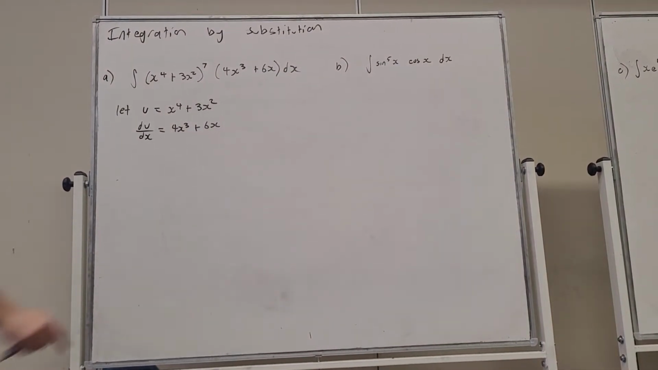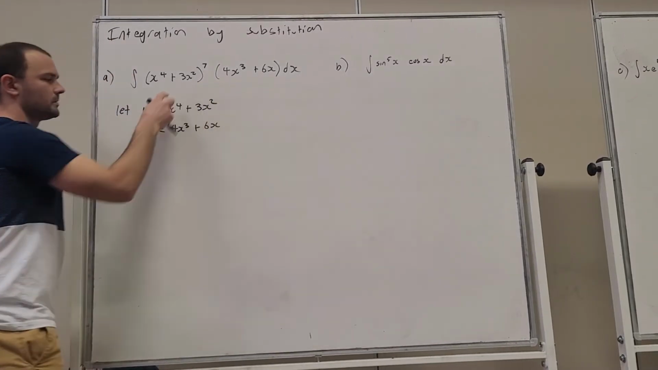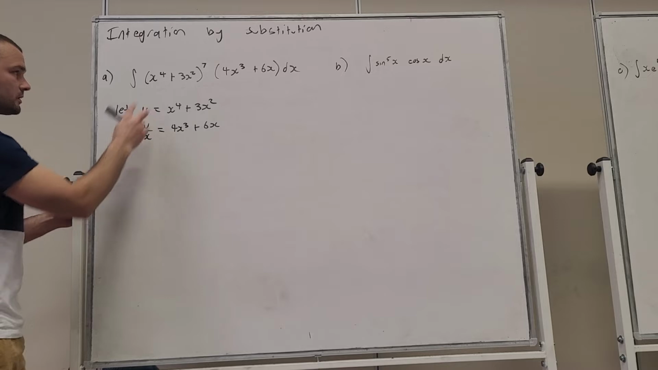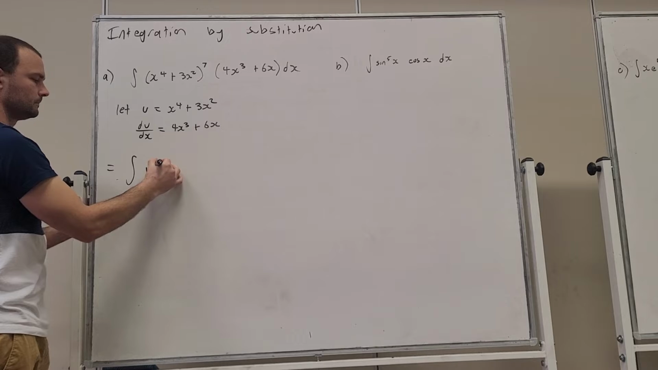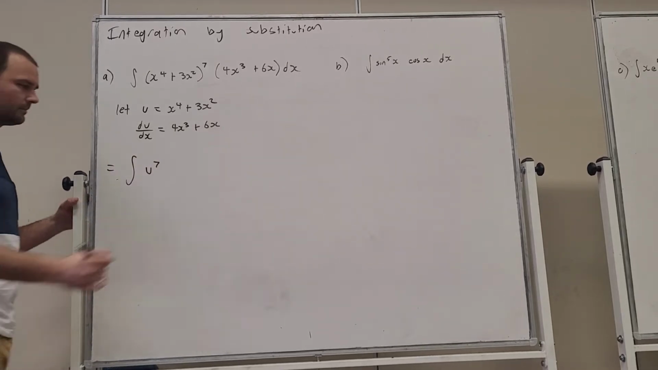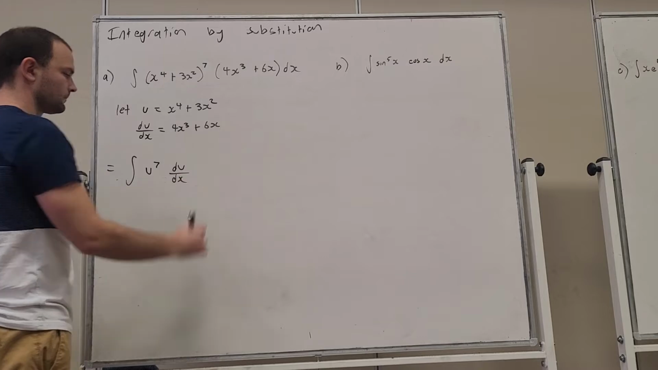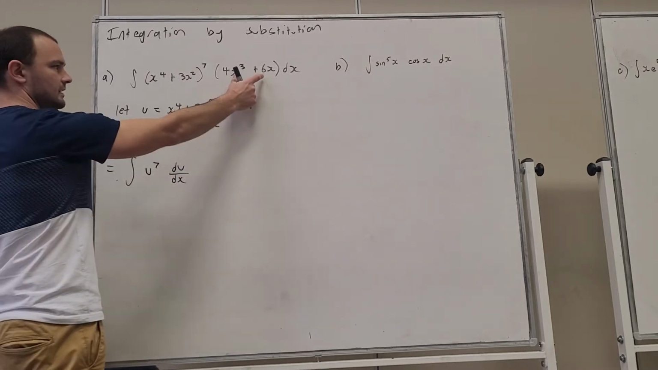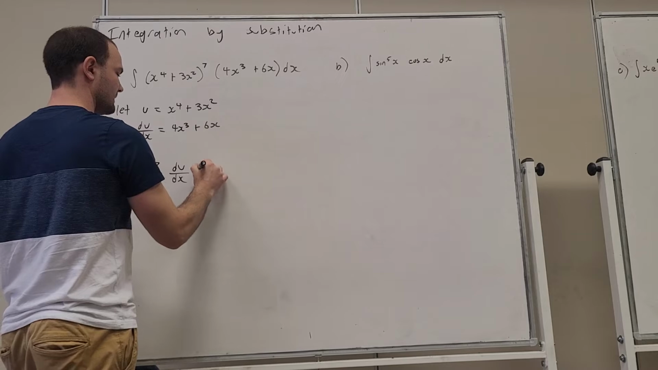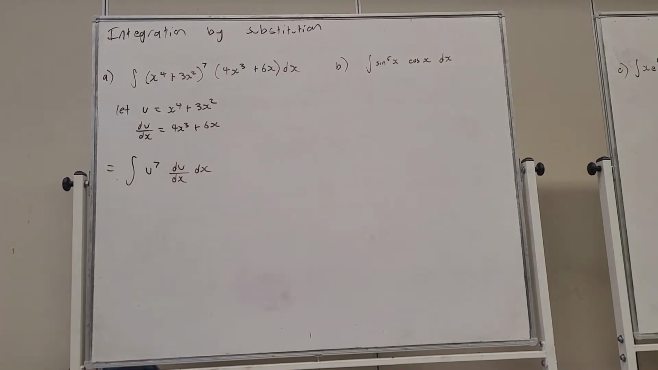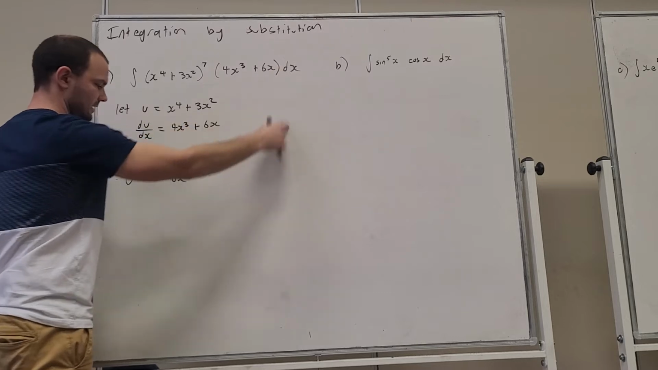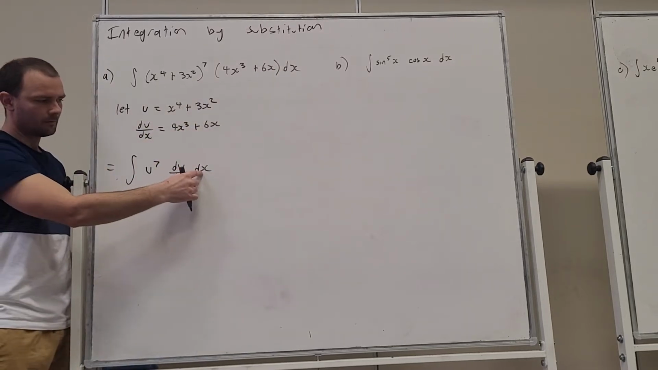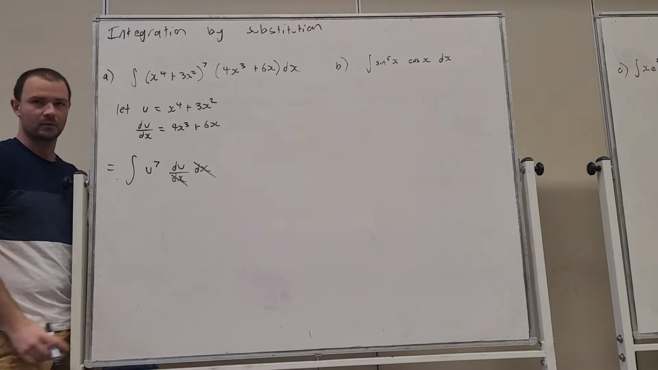So now I'm going to rewrite this statement in terms of these parts. So this integral statement becomes the integral of u to the power of 7 multiplied by du on dx, and then we have multiplied by dx. Everyone okay with that part? So there's u, there's 7, there's du on dx, and there's the dx. Now du on dx multiplied by dx, the same thing at the bottom and top, so that will cancel.